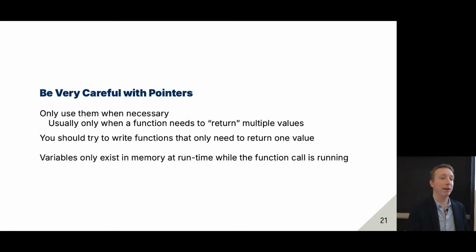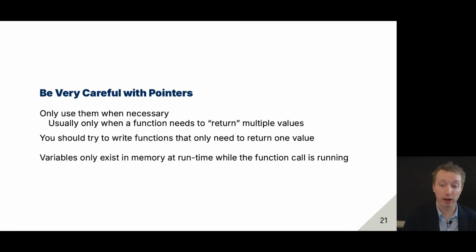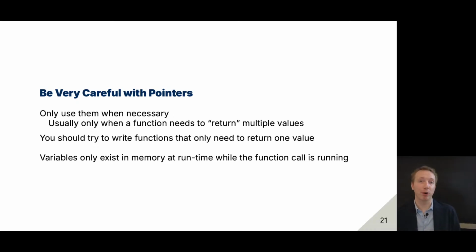So scanf had to use a pointer because we could have multiple format specifiers, and it can set multiple values at once. So it needs to use pointers. Anything else doesn't really need to use pointers. And variables only exist in memory at runtime while that function is running. If that function is not running, then those variables do not exist, and you should not point at them. Otherwise, you get that really weird problem I had, where you just get random values.